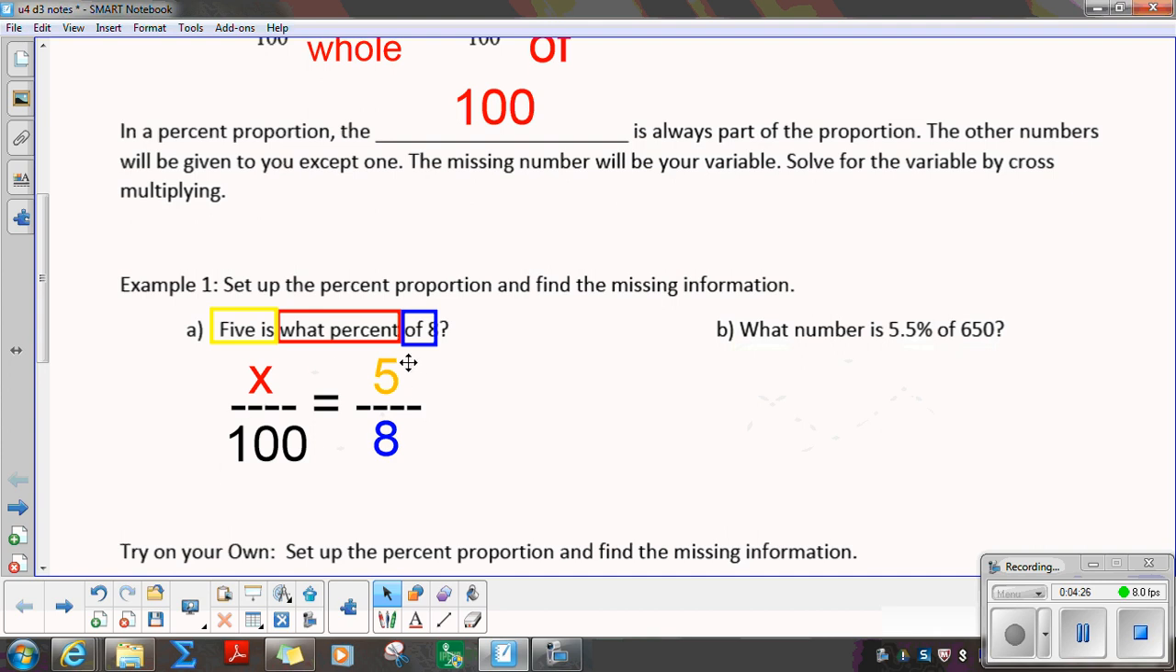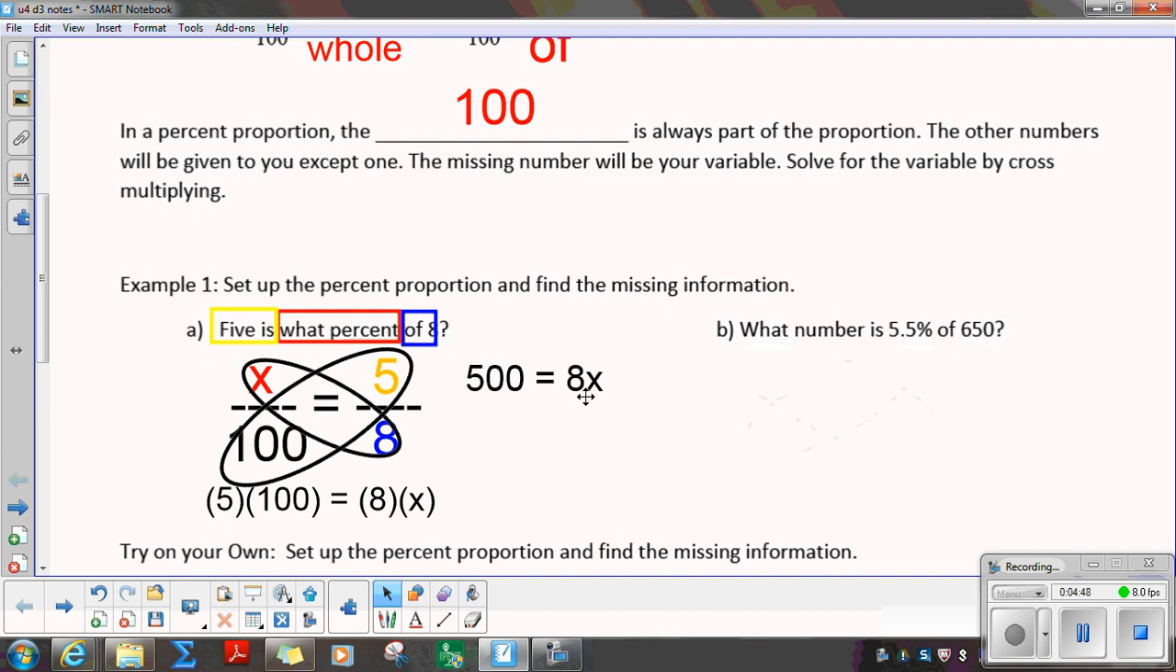So we're going to do our little circles. 5 times 100, X times 8. Set up our equation now. So 5 times 100 is equal to the other circle, 8 times X. So I just go ahead and set that up. Now I can go ahead and do my multiplication. 5 times 100 is 500. 8 times X is 8X. So we get that. We're just going to go ahead and solve for X now and get it by itself.